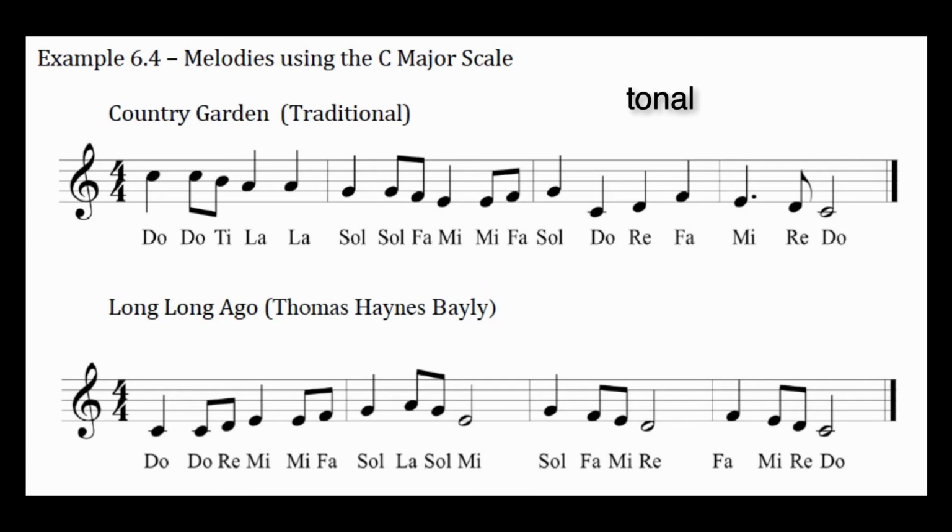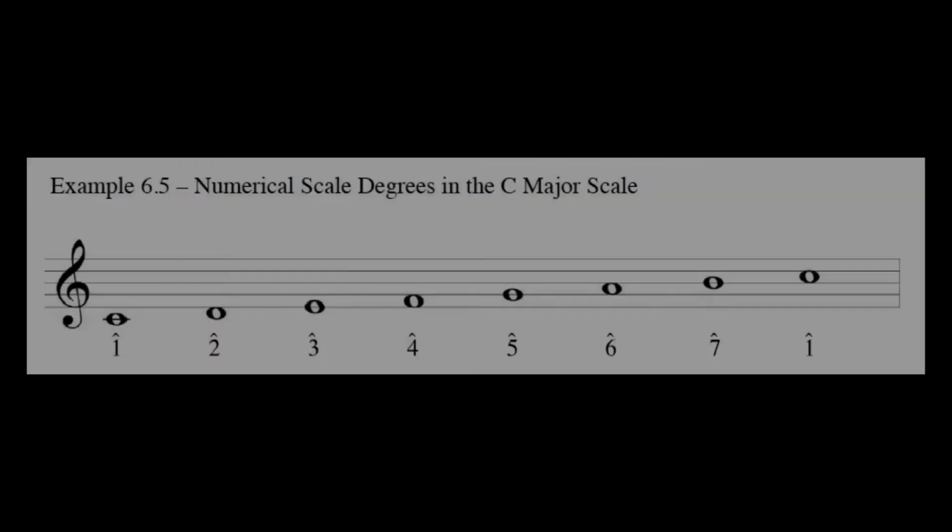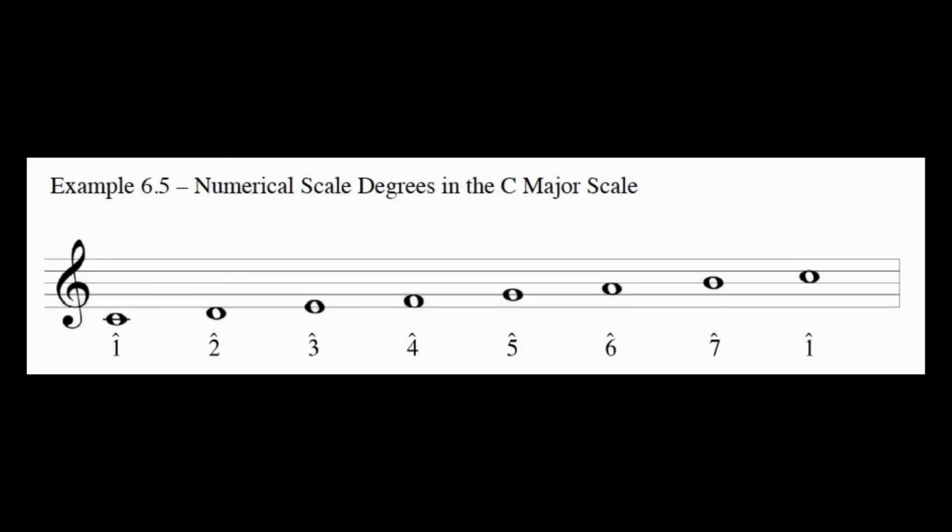To make this more clear in an analytical sense, we often employ two other ways of naming the tones in the scale. The first is to use numerical scale degrees, and this is illustrated here. As you can see, this method of labeling is quite simple. We number the scale tones from 1 to 7 and put that little caret sign over the numbers. When we see the symbol with a caret over the 1, we say scale degree 1.